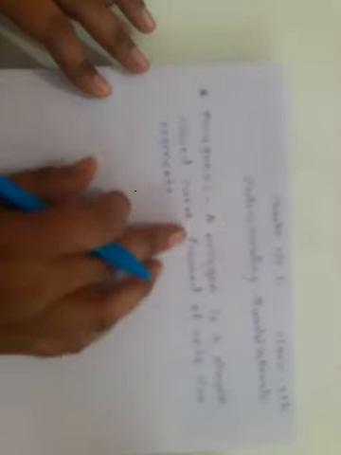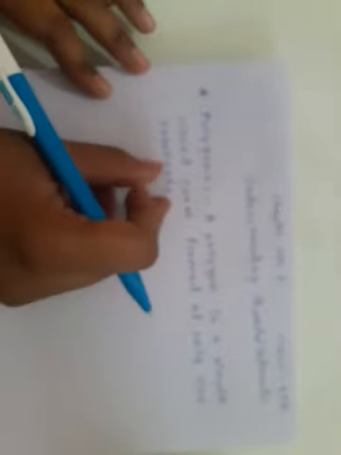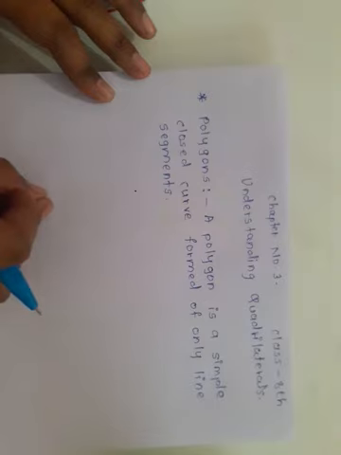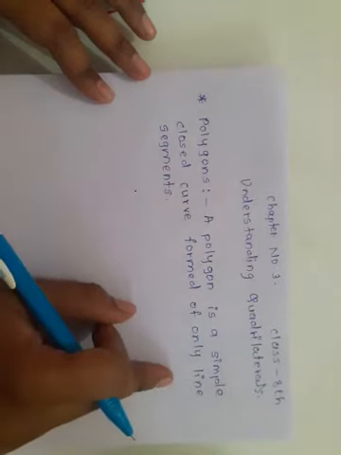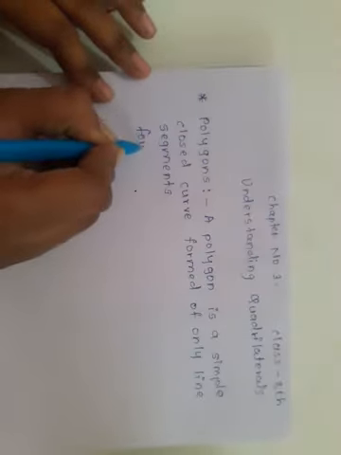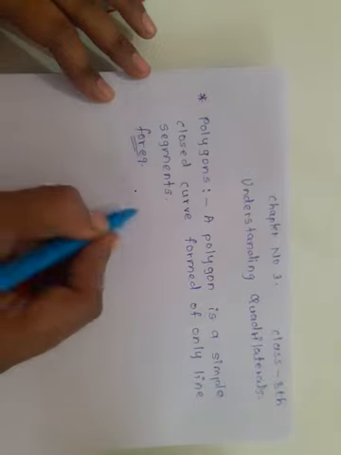And then what is a polygon? A polygon is again a simple closed curve, which means its line segments do not intersect each other, and it is formed of only line segments. So it does not contain any curved shape. Let's take some examples.